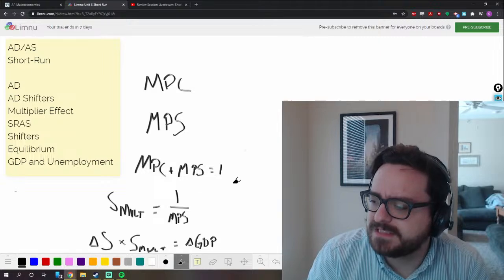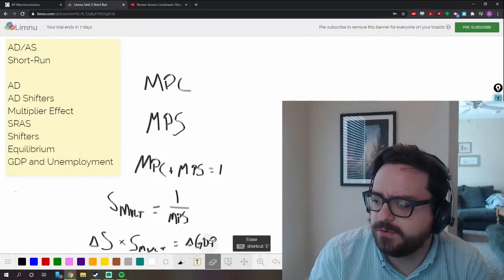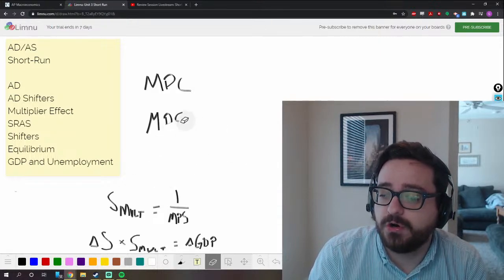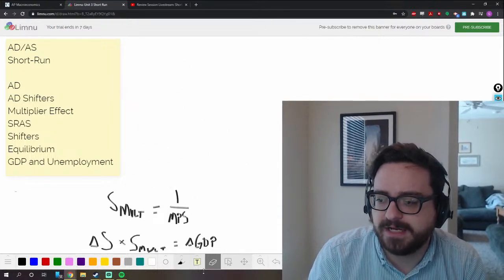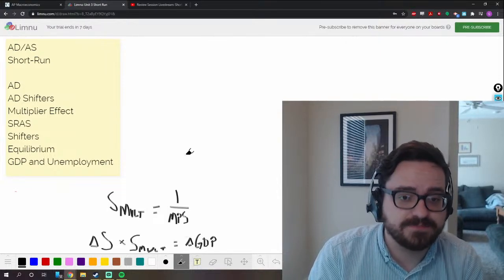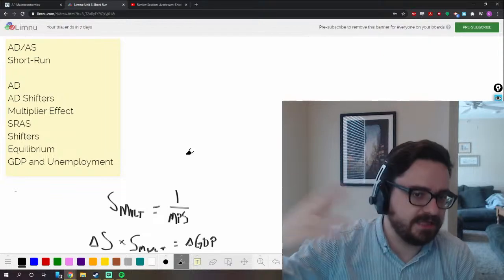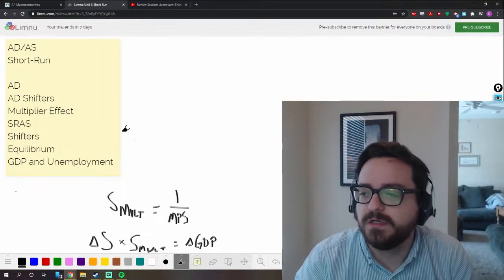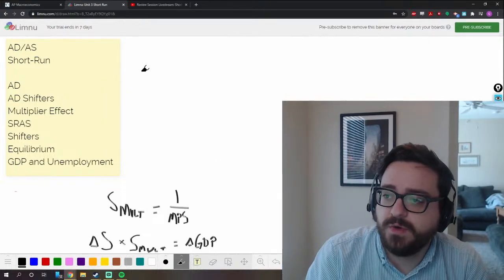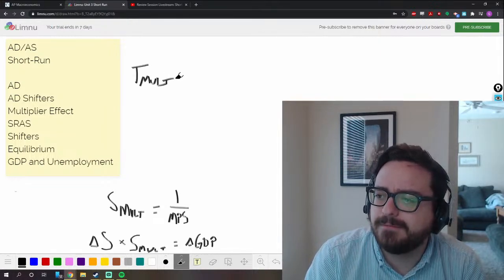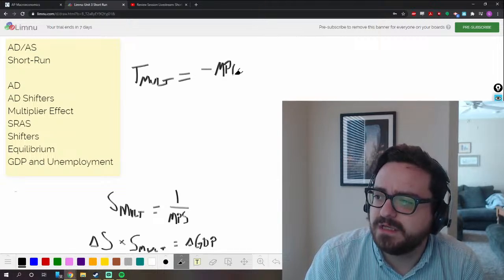Now, the last thing to make sure you hit when you're reviewing this stuff is that while there is this spending multiplier, there is also a different multiplier if it's a change in taxes. The same reasoning applies: if I lower your taxes, you'll spend more, which will then make other people more money and they can spend it too. So when you change taxes, it'll do this as well. But the tax multiplier, which I'm going to abbreviate as T mult, is negative MPC over MPS.